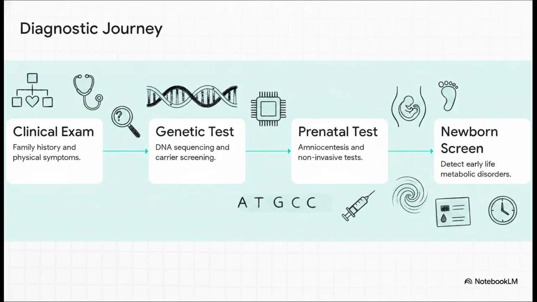Let's move to the diagnostic journey and see how this builds a logical sequence for medical detectives. Step 1 is the clinical exam. This relies heavily on family history and physical symptoms, but then we get into the high-tech stuff. Step 2 is genetic testing, using actual, literal DNA sequencing. Step 3 is prenatal testing. Doctors use amazing techniques like non-invasive prenatal testing to check the blueprint before a baby is even born. And finally, step 4 is newborn screening, which catches metabolic and genetic disorders in those crucial first days of life.